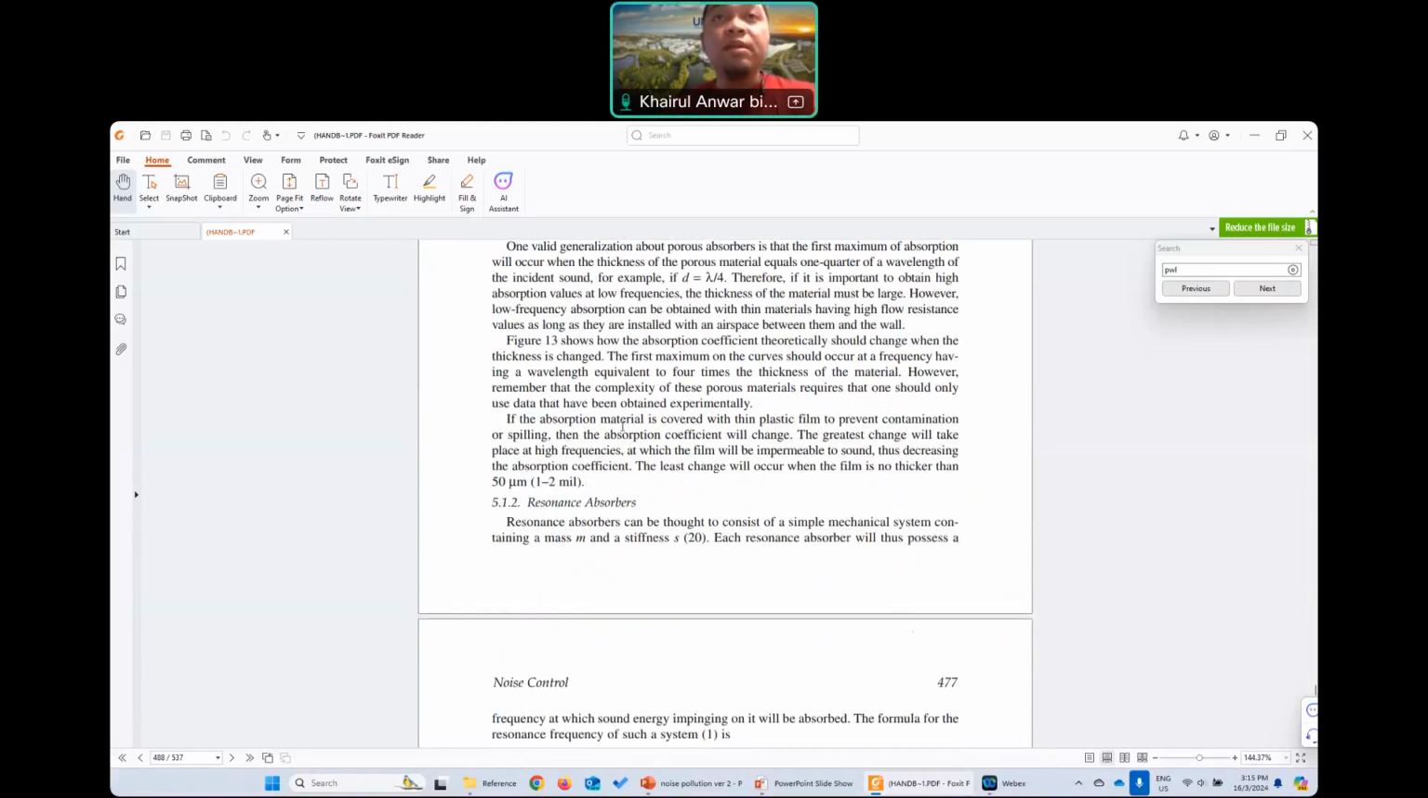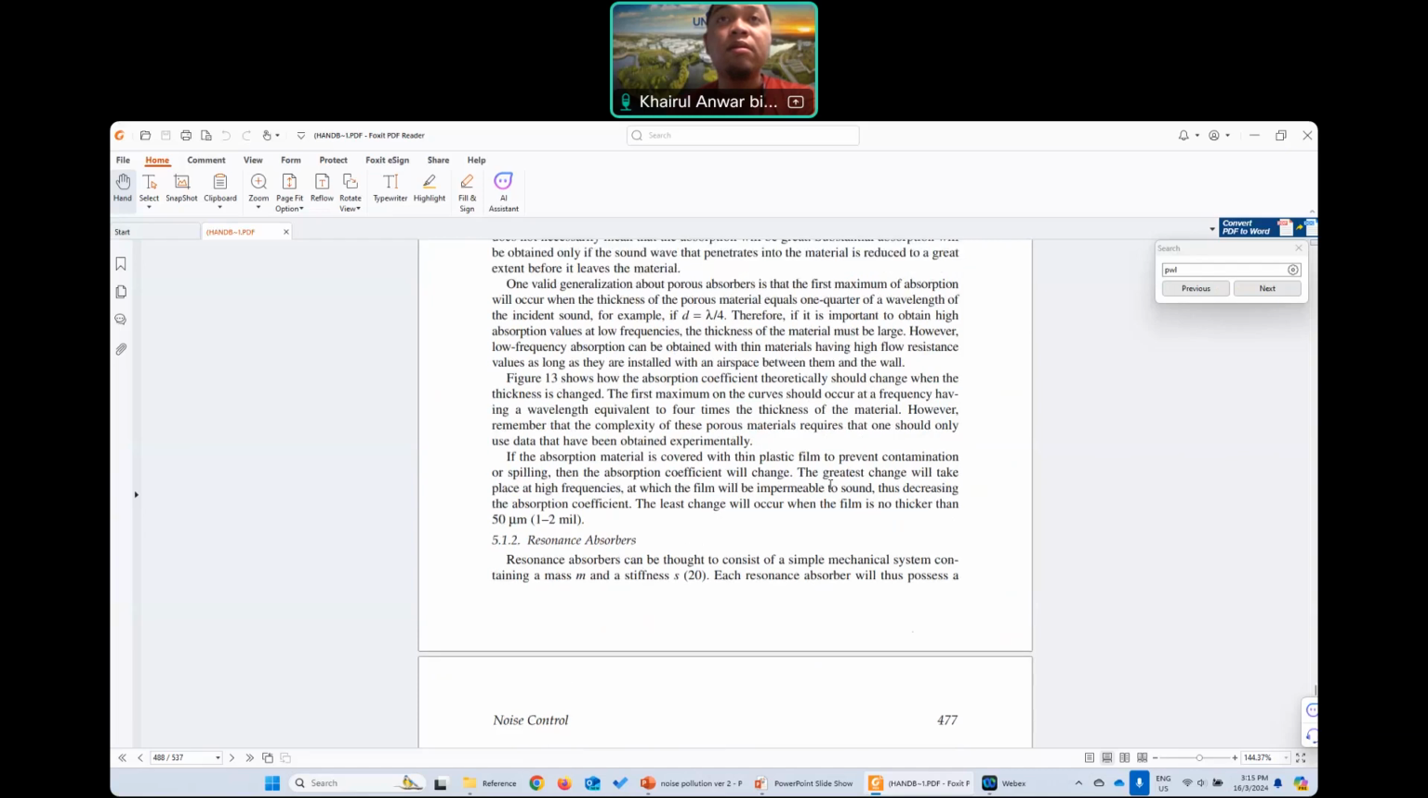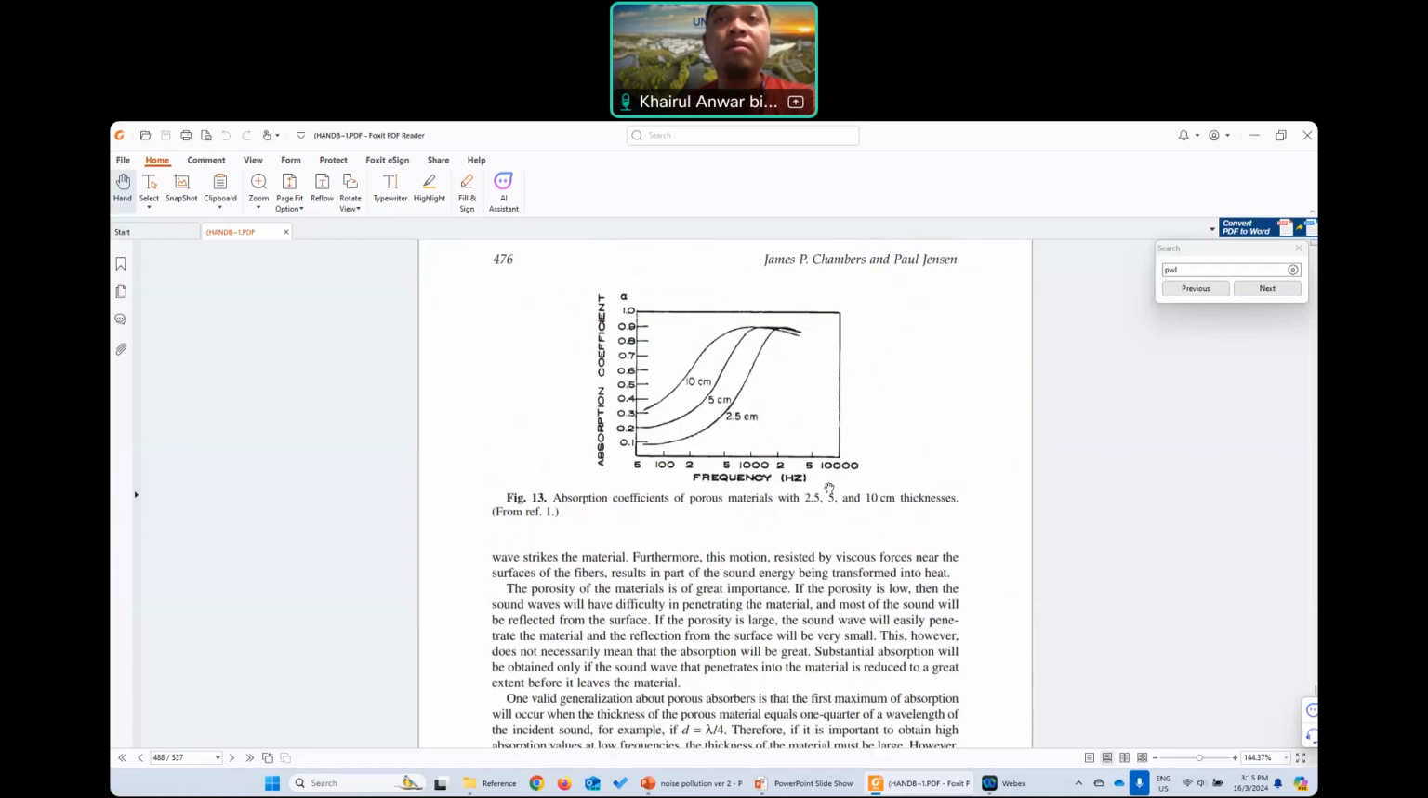If the absorption material is covered with thin plastic film to prevent contamination or spilling, then the absorption will change. The greatest change will take place at higher frequency, at which the film will be impermeable to sound, thus decreasing the absorption coefficient. The least change will occur when the film is no thicker than 50 micrometer.